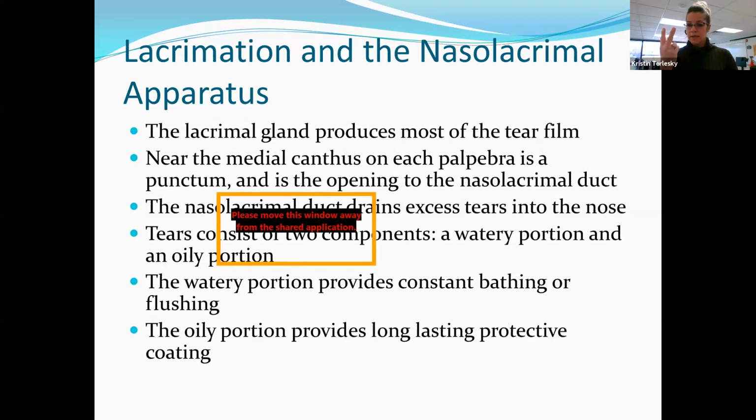Tears have two components. We have a watery portion and an oily portion. All right, that'll be more important when we talk about diseases. You're going to see one of these diseases where the water part isn't there and it just leaves oil. So you have to have both of them to continuously flush that eye out, so you don't get foreign debris in there. Okay, oily provides long lasting, just like if you would put ointment in your eyes. It's kind of the purpose of that.